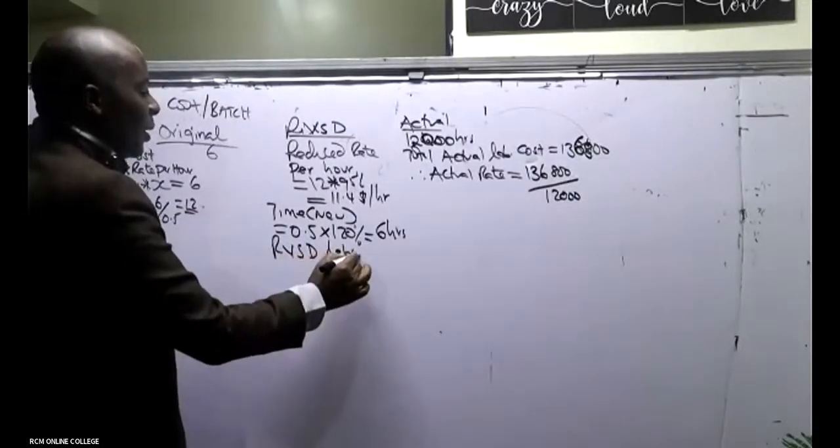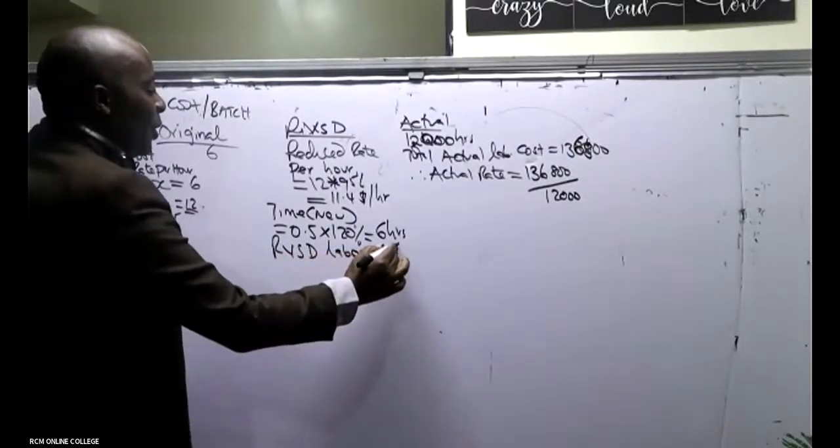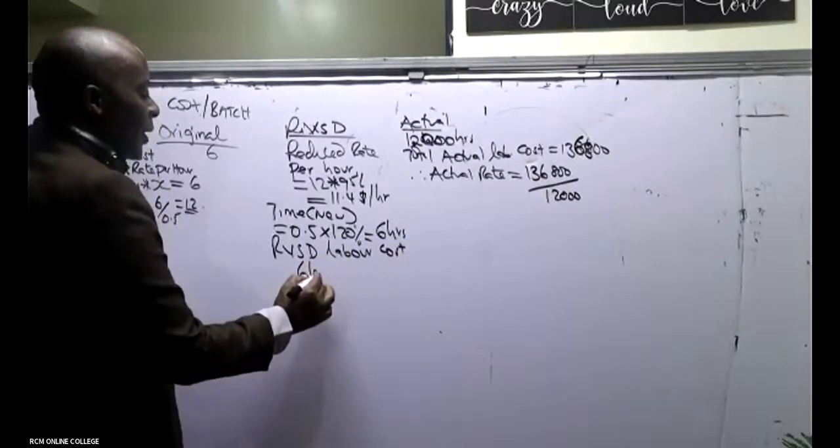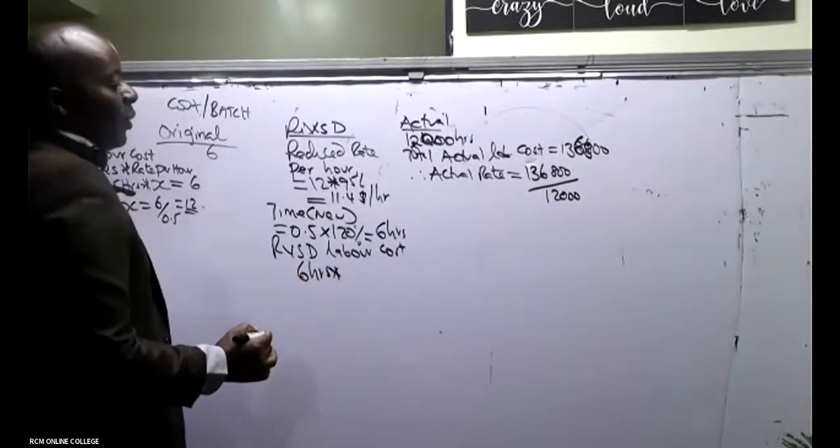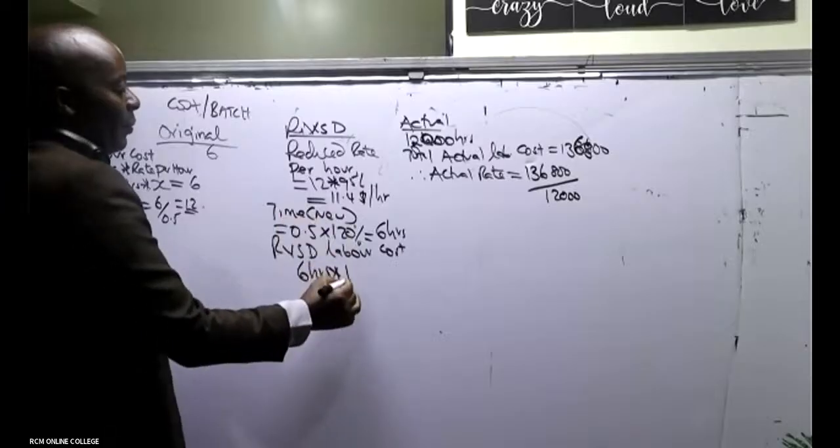So basically, my revised labor cost will be 0.6 hours times 11.4.